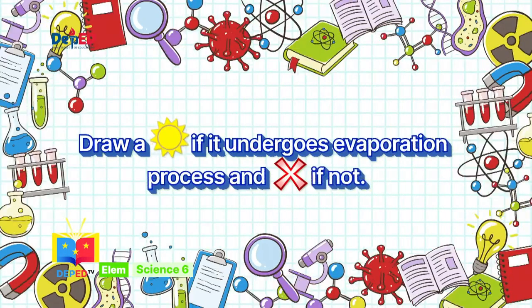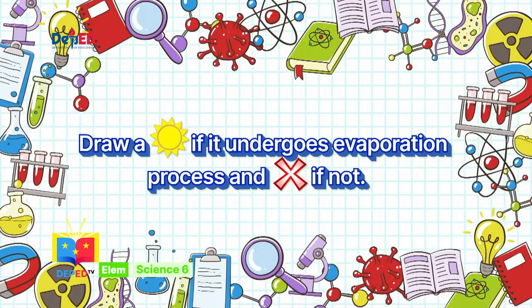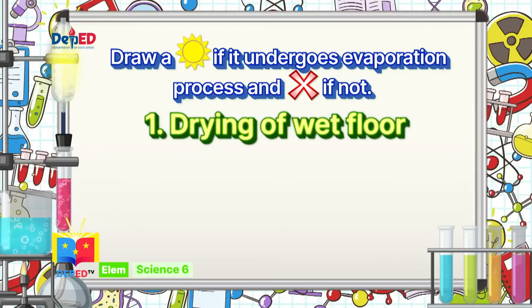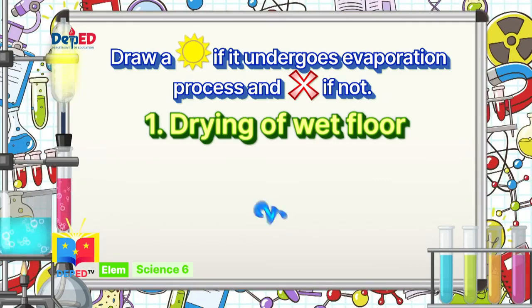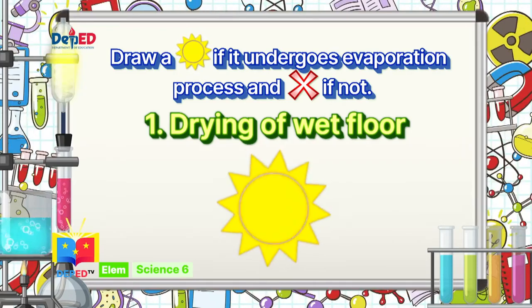Identify if the following conditions undergo evaporation process or not. Draw a sun if it undergoes evaporation process and X if not. Number 1. Drying of wet floor. The correct answer is sun.